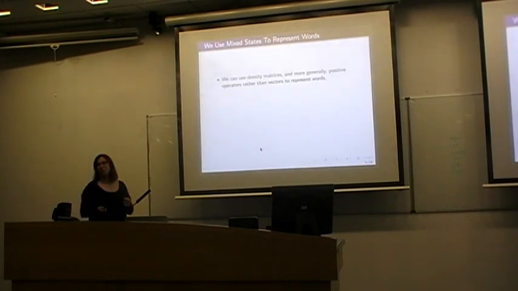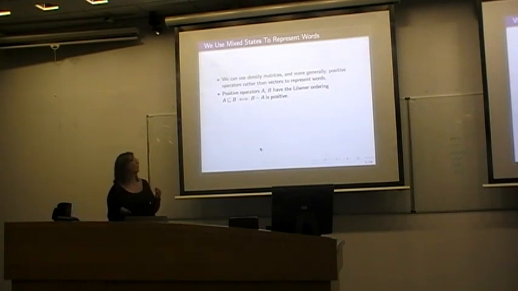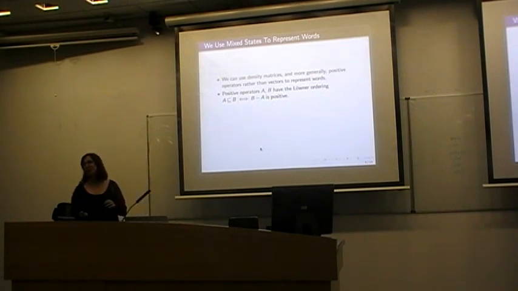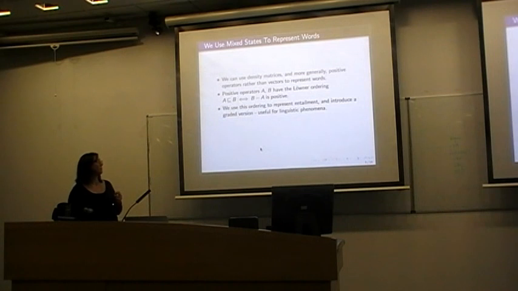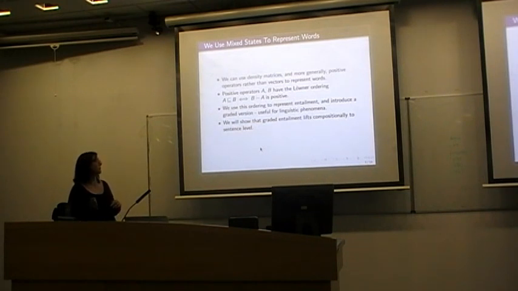So in order to do that, we use mixed states, or more generally positive operators, to represent words. Positive operators have the Löwner ordering where A is less than B if B minus A is positive. And we use this ordering to represent entailment, and we also introduce a graded version which is useful for linguistic phenomena. So for example, you can have dog roughly entails pet, because quite a lot of dogs are pets, but there are other dogs that aren't pets. And we show that this graded entailment lifts compositionally to sentence level.